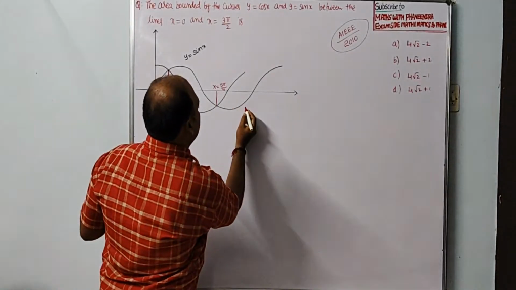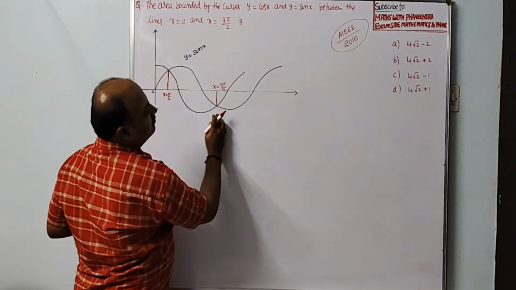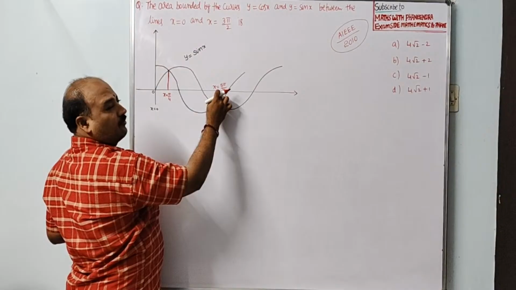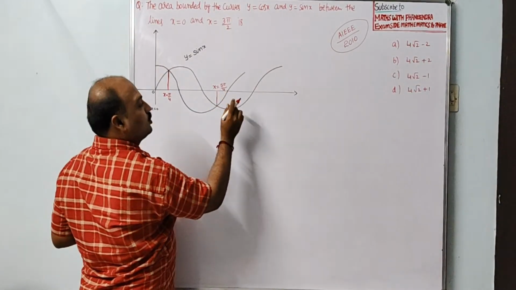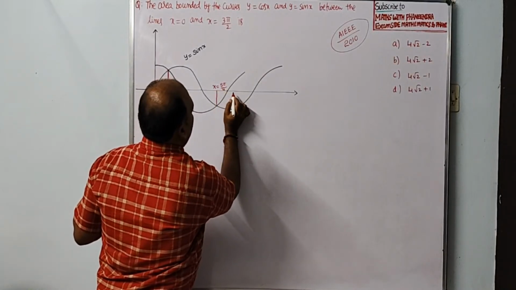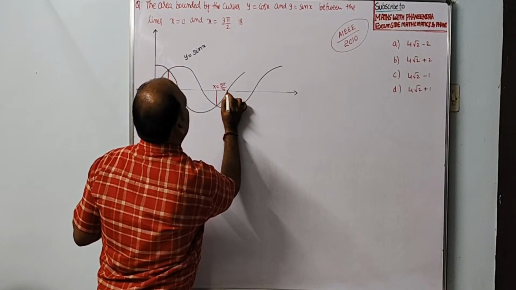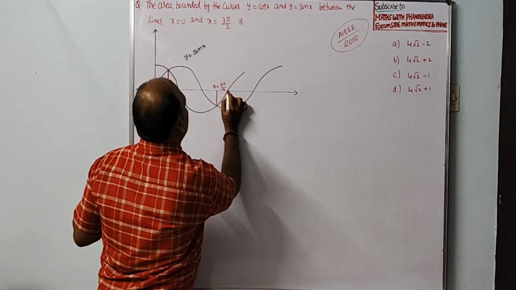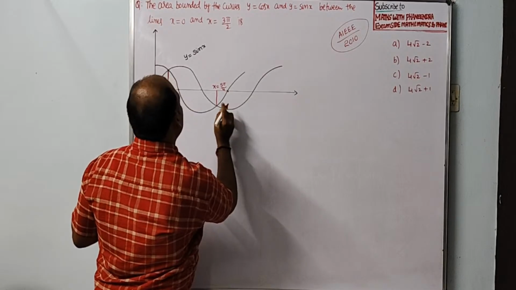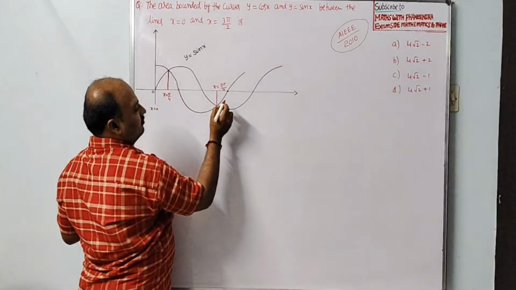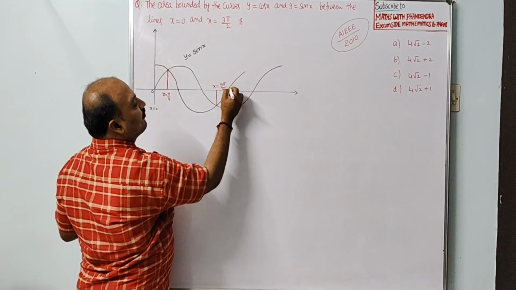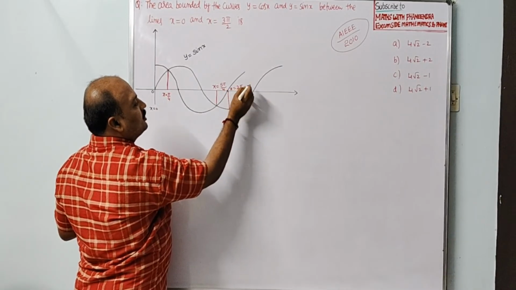Next, the point of intersection for 5 pi by 4 means 5 times pi by 4, 225 degrees. Next 3 pi by 2, 270. Next pi by 4 we can add. Here if you write it, it is enough. It is 1 pi by 4. X equal to 3 pi by 2.